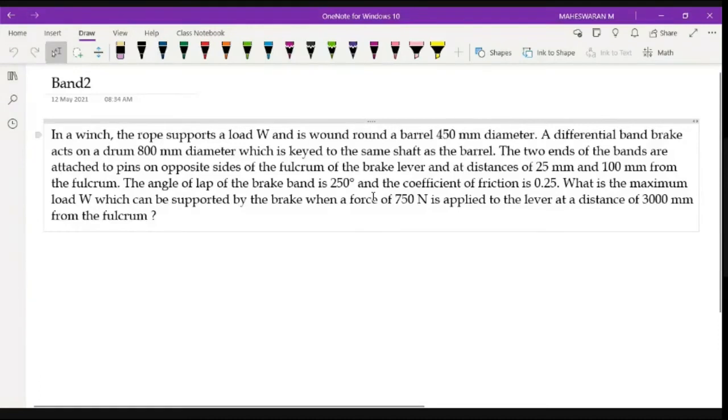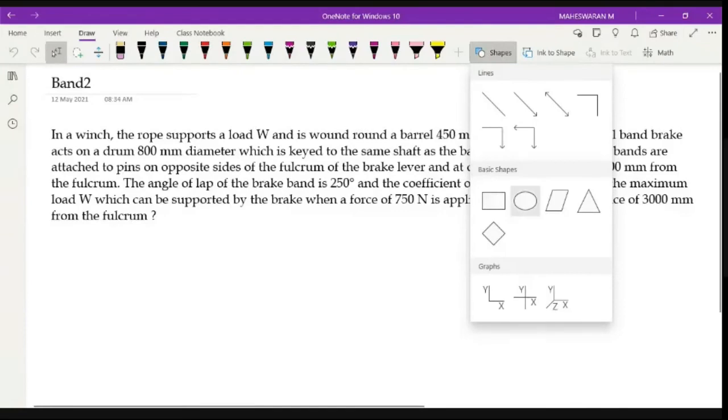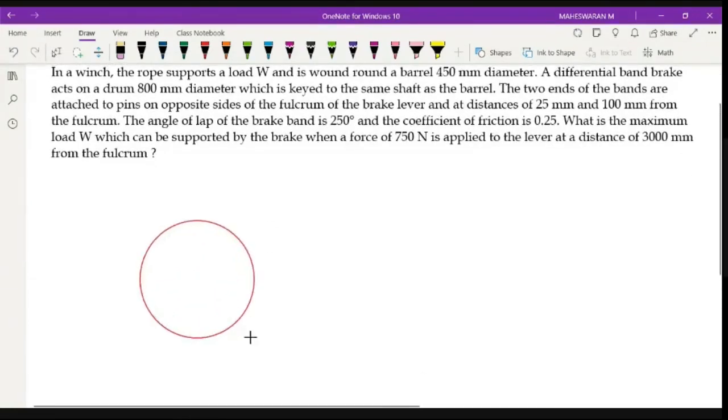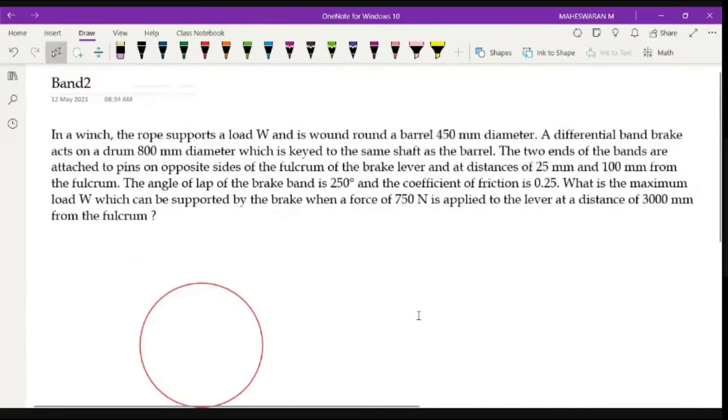So in that case, my first step is to draw the differential band brake, with a drum of diameter 800, which means the radius of my drum is 400 mm. Next, the two ends of the band are attached to pins on opposite sides of the fulcrum of the brake lever, at a distance of 25 mm and 100 mm from the fulcrum.